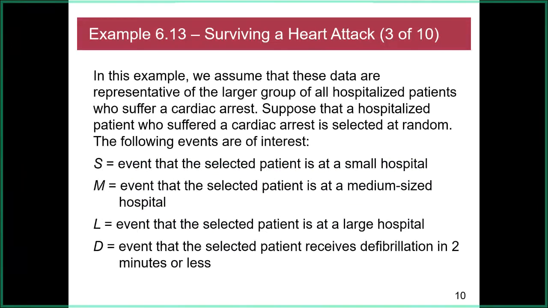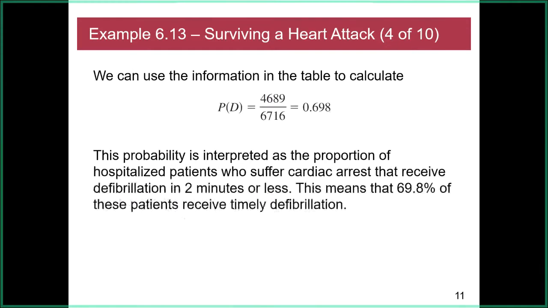So here we have event S, the event that a selected patient is at a small hospital. M is the event that they're at a medium size. L, that they're at a large. D is the event that the selected patient received defibrillation within 2 minutes or less. Well, P of D is the probability that they received the defibrillation within 2 minutes or less. 4,689 patients out of all the 6,716 that they looked at received the defibrillation within 2 minutes. That's a probability of 0.698, so just under 70%.